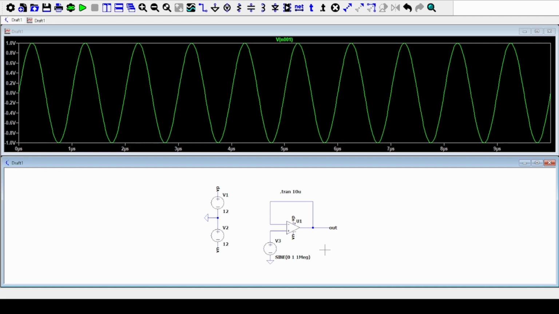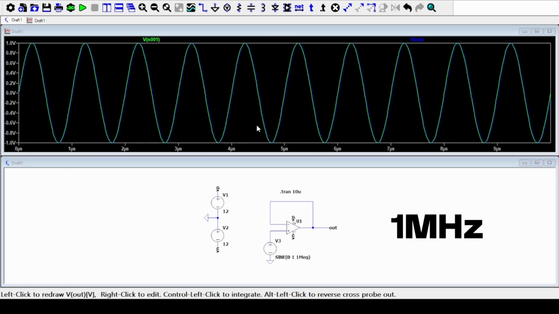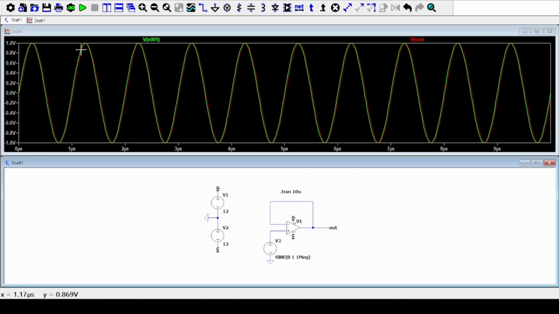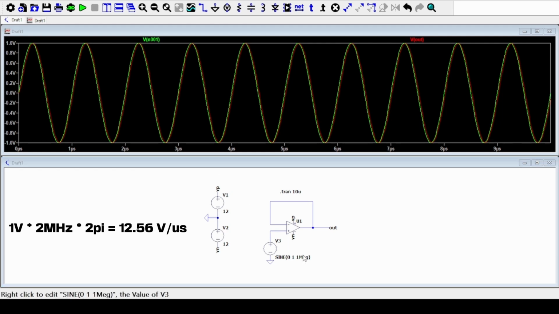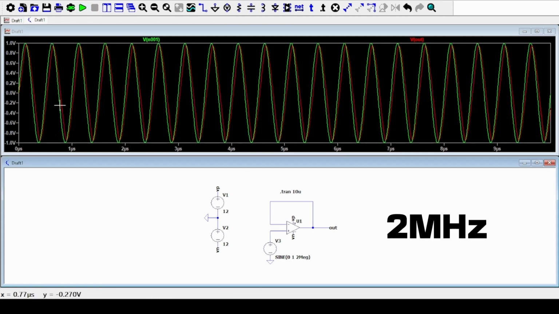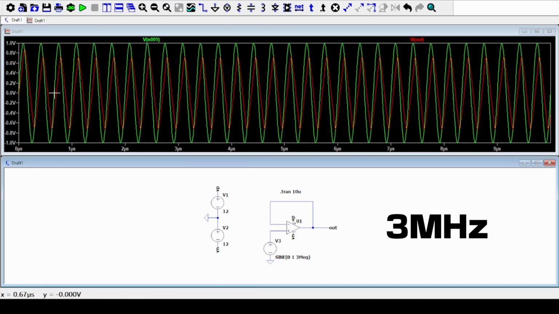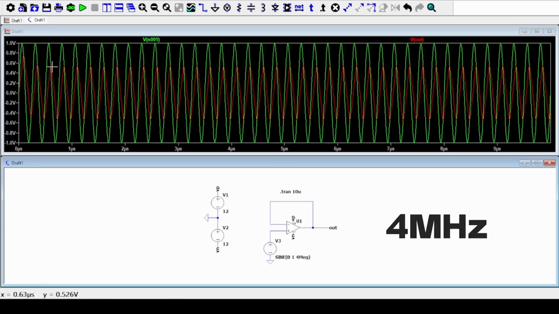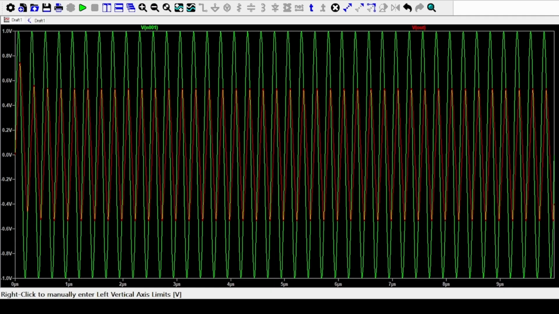So when we run the simulation at this frequency, we see that the output and input are identical. However, let's say we increase the frequency to 2 megahertz. This means we would need a slew rate of 12.56 volts per microsecond to avoid distortion, which this op-amp unfortunately does not provide. Thus, the simulation of the output compared to the input shows some distortion. As we increase the frequency, the output begins to differ more and more from our input because the op-amp is unable to provide that amount of change in voltage over that specified amount of time.